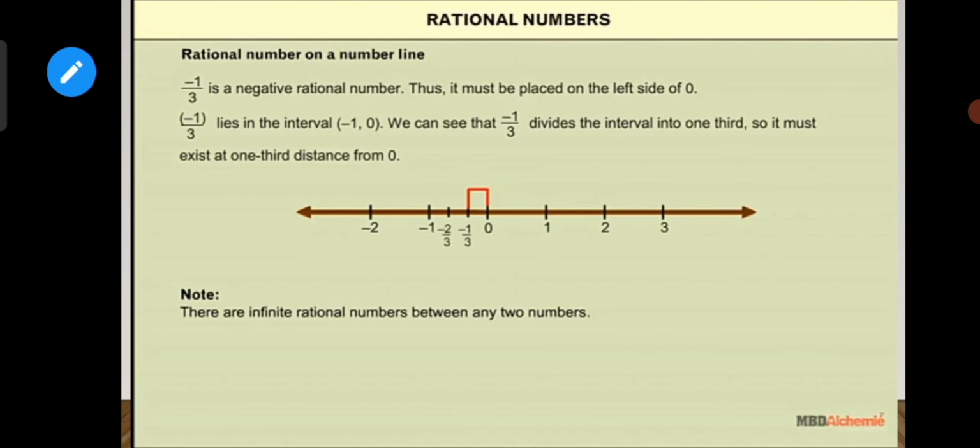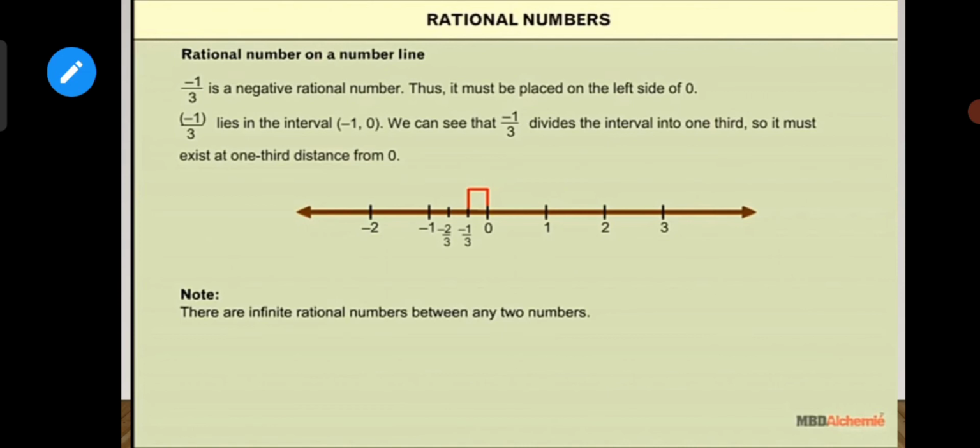Now the second thing: minus 1 upon 3 is a proper rational number, because the numerator is smaller than the denominator. Whenever the numerator is smaller than the denominator, we say that it's a proper rational number, and a proper rational number always lies between 0 and minus 1.